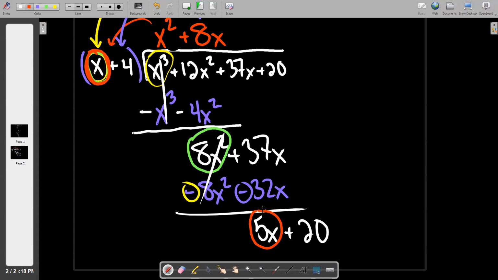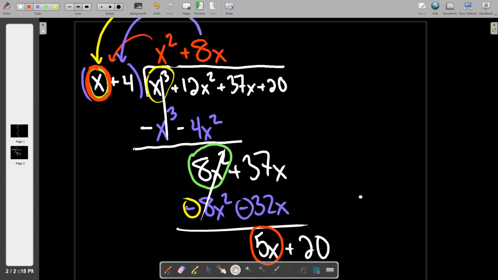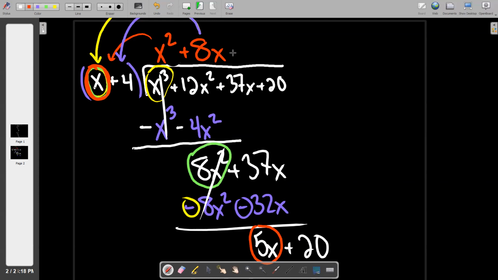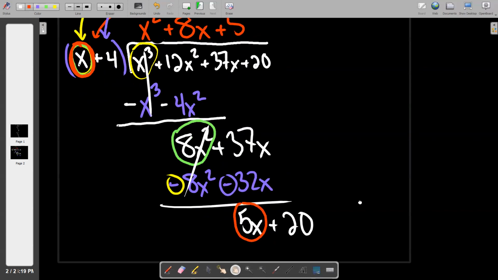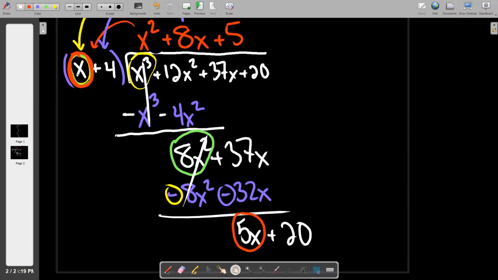5. So I head up into my quotient now, and I stick a 5, a positive 5, up there like that. And what do I do with that 5? I distribute it through the divisor, right? What is 5 times x through the divisor? 5x, which I will switch, you're right, to negative or minus 5x.